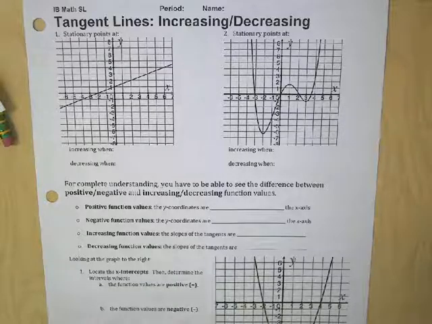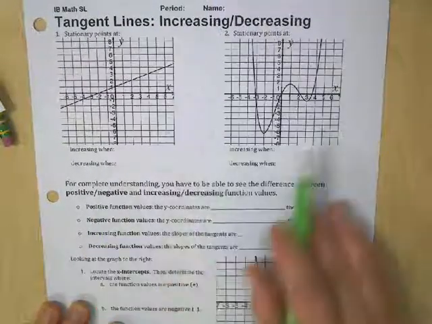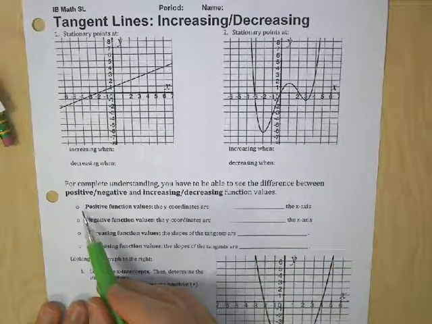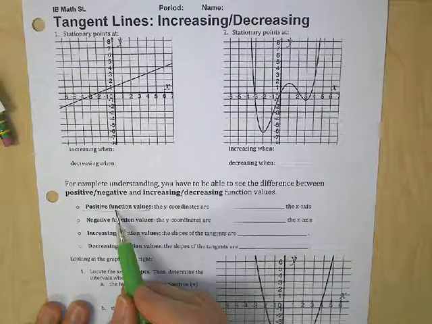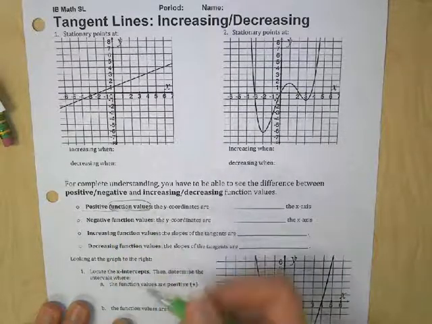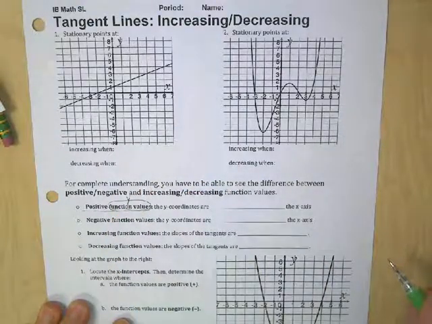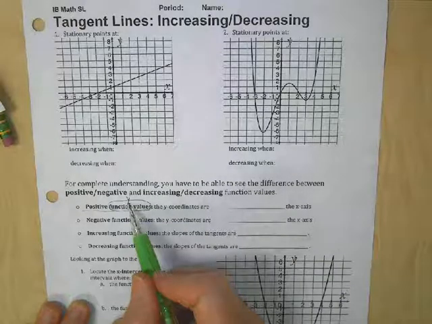So first of all, the increasing and decreasing, that is a review from what you put into your notes. So you should be okay with that. The thing that we didn't go over is what does it mean by positive function values? Positive function values means y. So when we talk about function values, we're talking about y. So I want to know where on the function are the y values positive numbers.